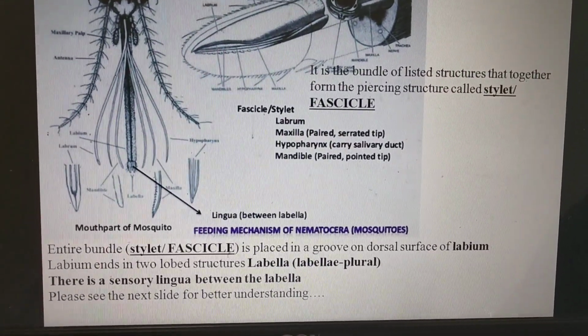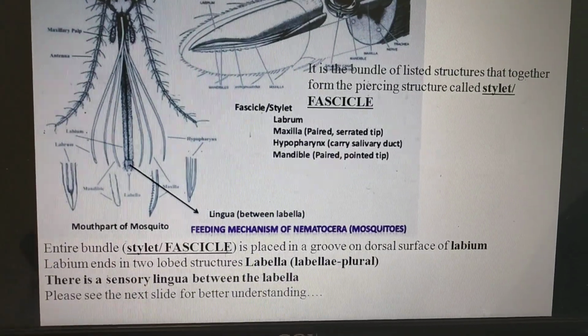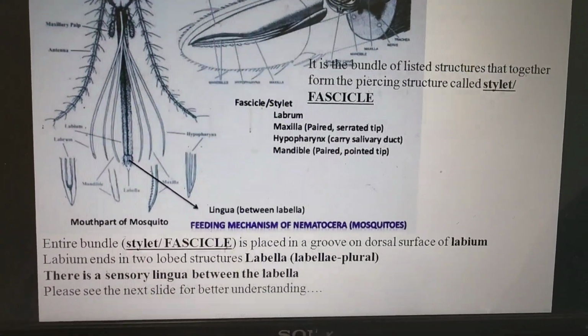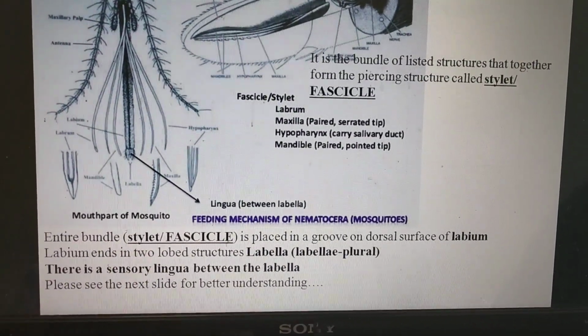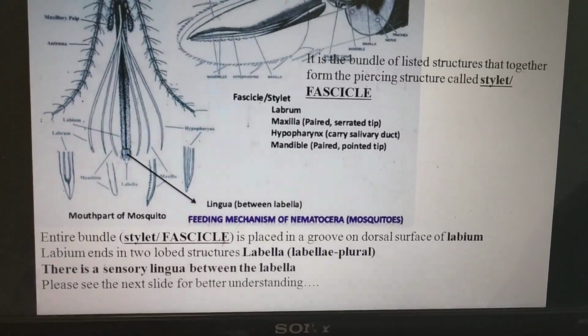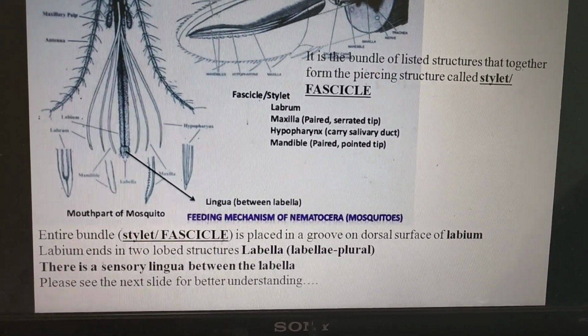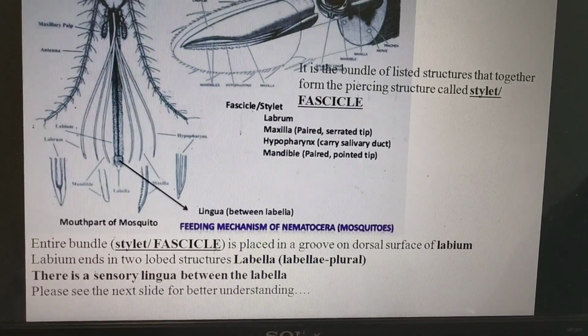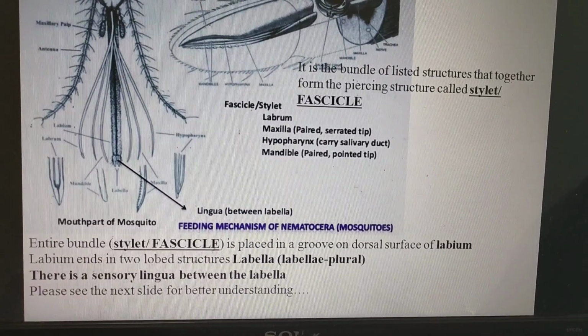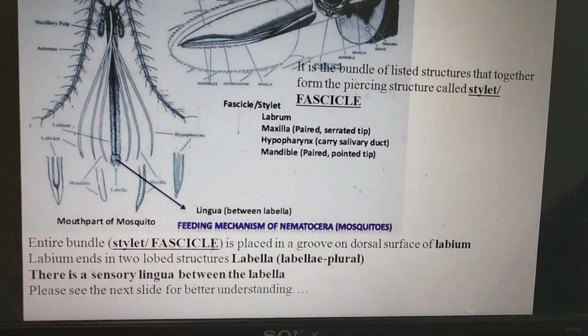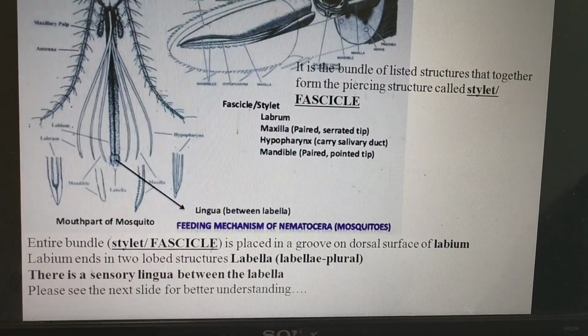So all this: the labrum, the paired maxilla having serrated ends, the hypopharynx, and the mandibles, two mandibles. So you can see here there are two mandibles, two maxillae, the hypopharynx and the labrum. They all together form the piercing structure, the fascicle or the stylet.